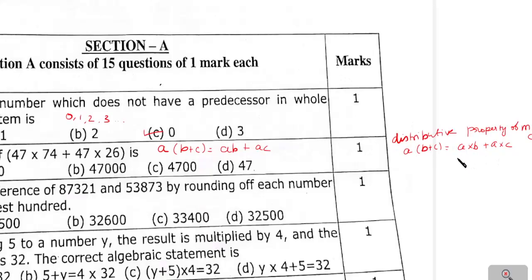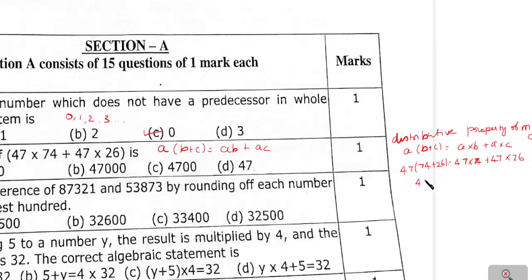So 47 into 74 plus 47 into 26. With the help of this distributive property, we can take the 47 as common. So 47 into B plus C. B plus C, what is the B? 74 plus 26. Then easily we can solve it.